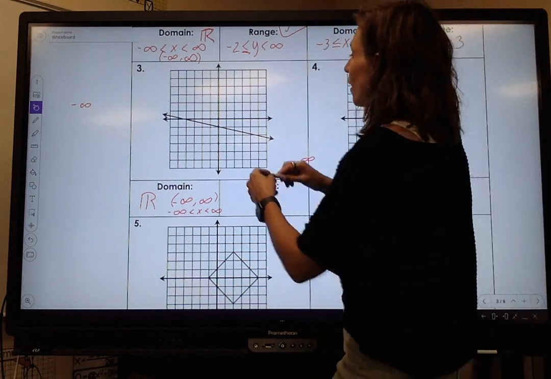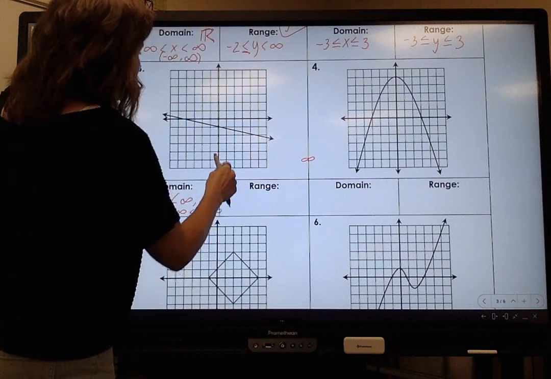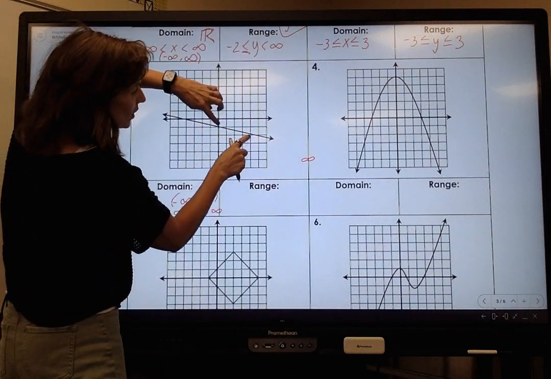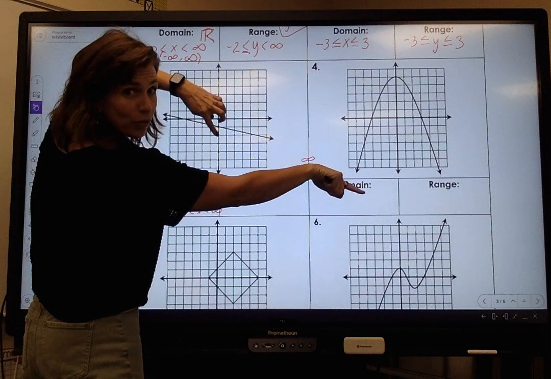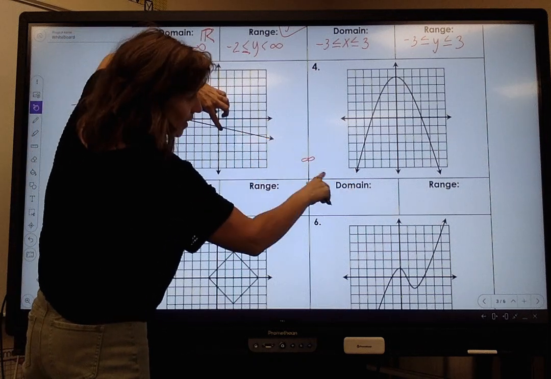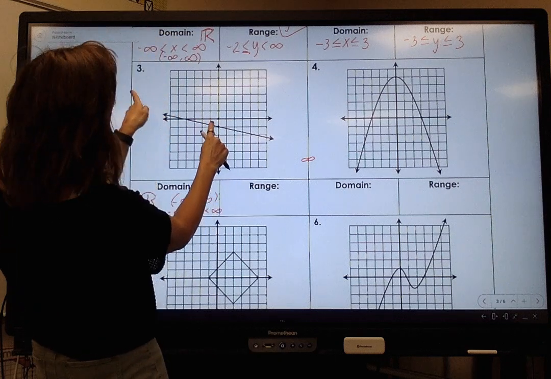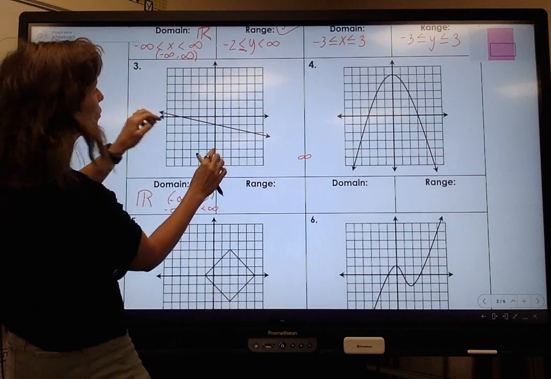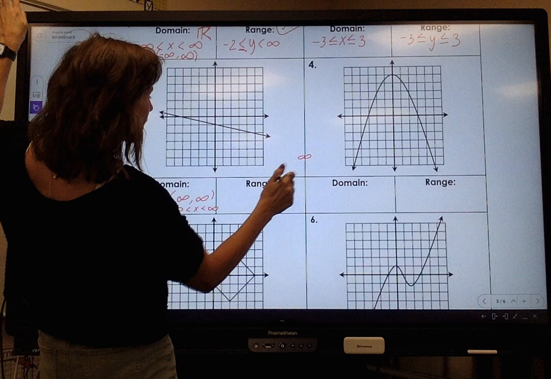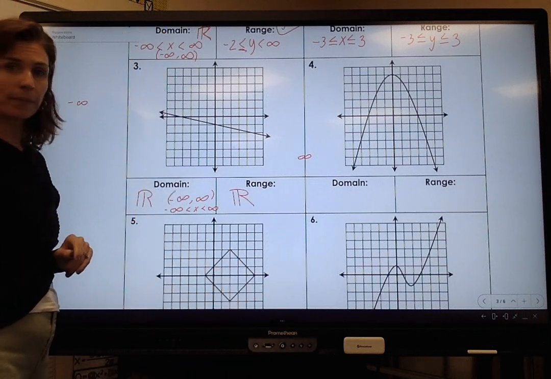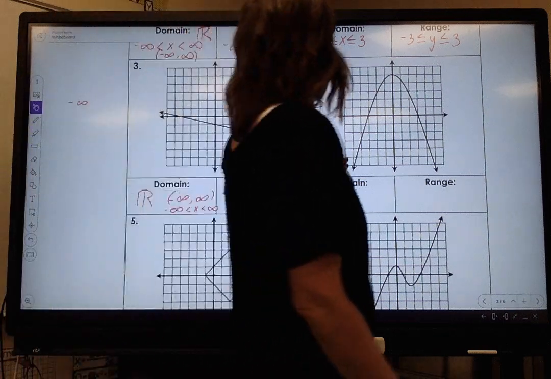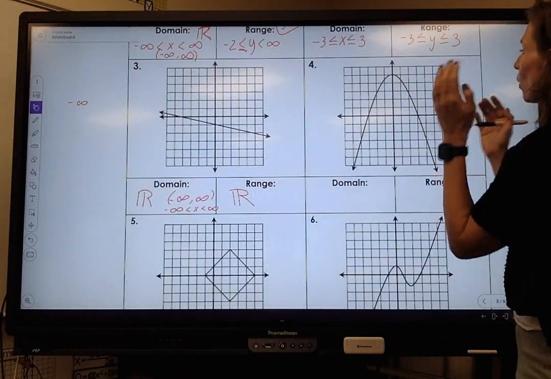Now, let's look how far down this graph goes. Don't get stuck on just this y-axis. Look how far down. If this graph were to continue, it would go down forever and ever. And then it's going to go how far up? It's going to go up forever. So it's going to go down and up forever, which means my range is all real numbers. Okay? All right, let's look at my domain here for number 4.